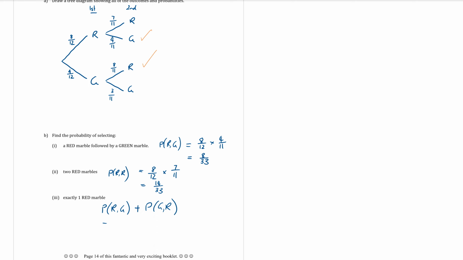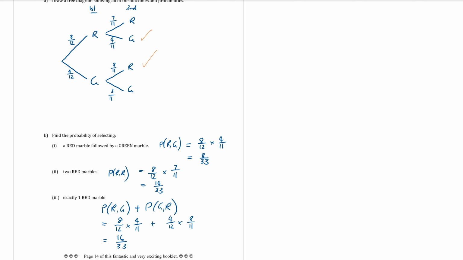So let's do that. Red then green is 8 over 12 times 4 over 11. Didn't you just have a plus? Yeah, the plus comes now. So I multiplied along that branch. Now I'm going to plus the green then red, which means 4 over 12 times 8 over 11. And that equals 16 out of 33.